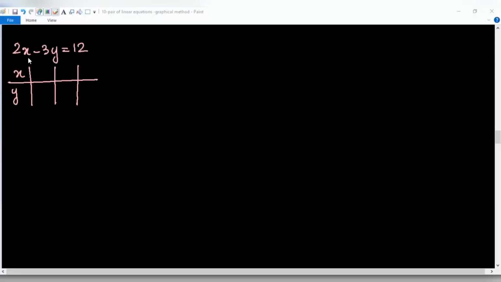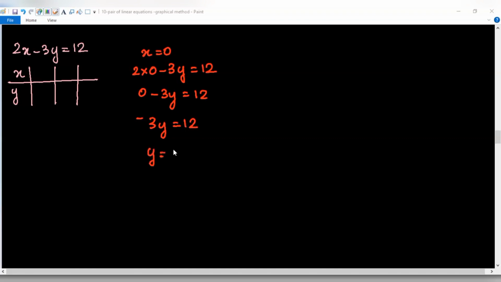This is our second equation. Okay, so let us try x equal to 0 first. What happens when x equal to 0? 2 into 0 minus 3y equal to 12. 0 minus 3y equal to 12, or minus 3y equal to 12. So y equal to 12 by negative 3, that is negative 4. Okay, so we got one pair of values, x equal to 0 and y equal to minus 4.